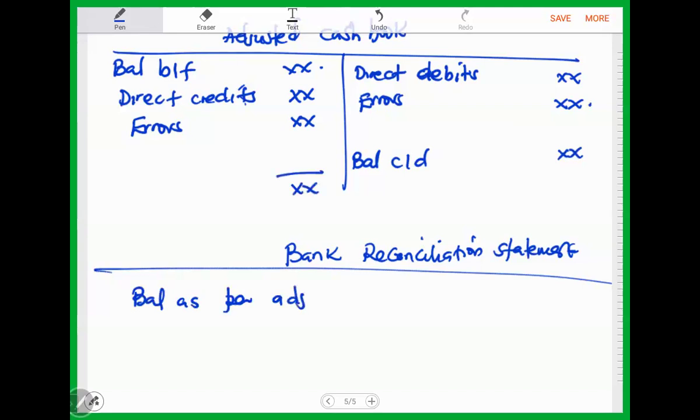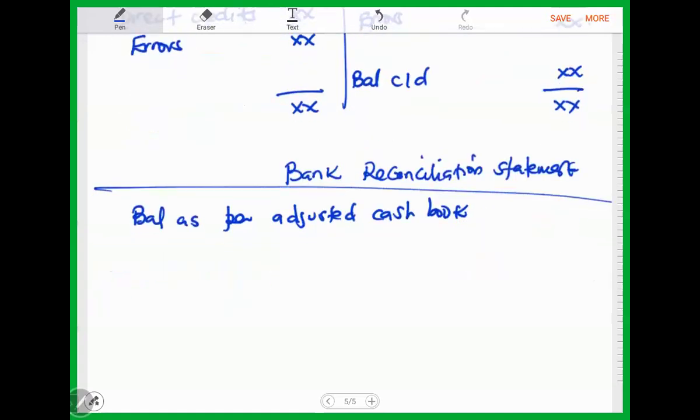Please note this is my cash book. Balance as per adjusted cash book. So you come and say the balance carried up. This one here is what I want to be here. This balance here is what is coming here. That is the adjusted balance. That is just the cash book.